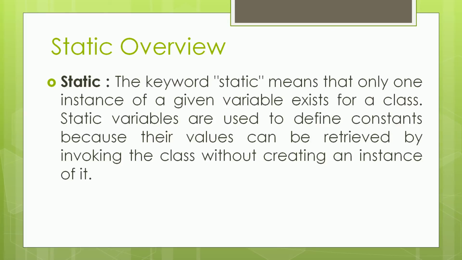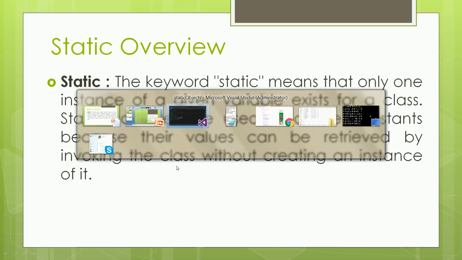Static is a keyword that means static objects are visible to everyone. In C#, to use or to retrieve static objects, I mean static variables or static functions, we don't need to define an instance of a class. We can directly call static objects by just using a class name, right? We can invoke a static object with the class name. So let's see some examples of static objects.